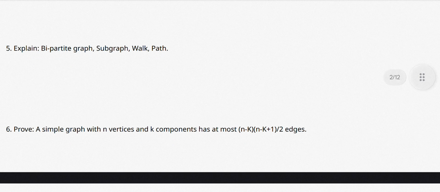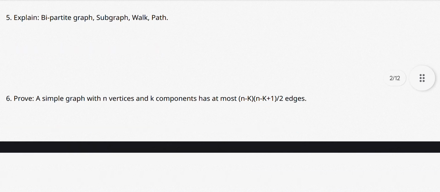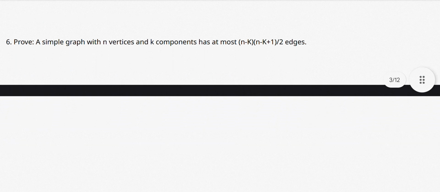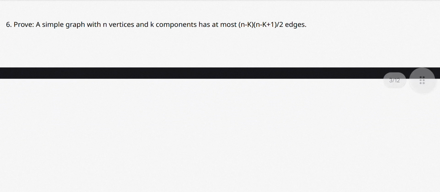Fifth question, bipartite graph, subgraph, walk and path. Sixth question, prove a simple graph with n vertices and k components has at most (n minus k)(n minus k plus 1)/2 edges.